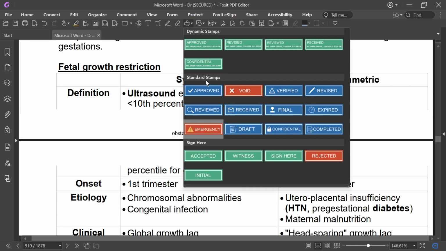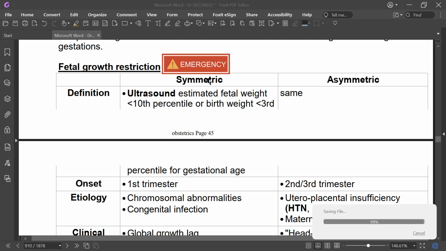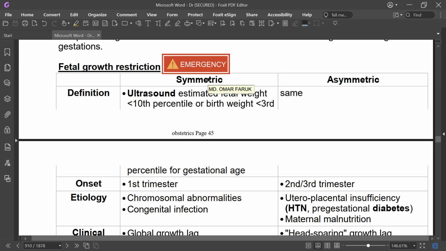Fetal growth restriction. This is an emergency chart from this topic. Lots of questions come from this topic. It's very unpredictable to understand, because I actually don't remember the simple things as a row.